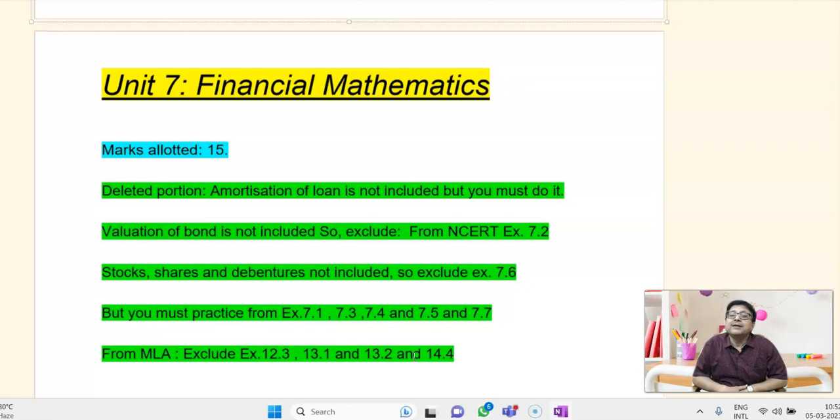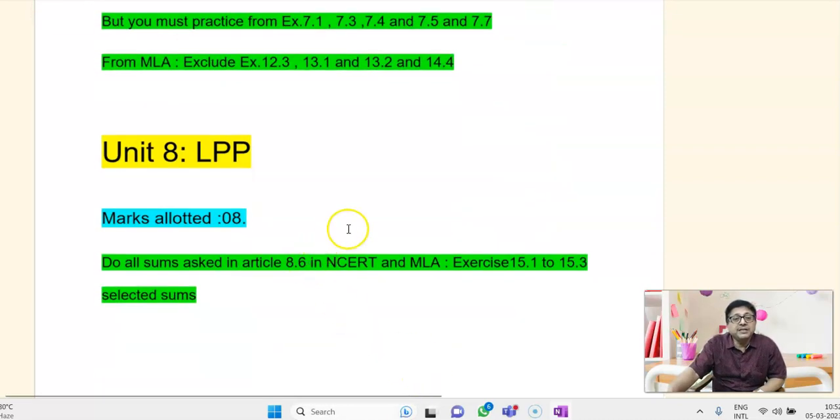And then there is the diet problem. There is the manufacturing problem. There is the fertilizers problem, and there is the construction problem. There are many other problems. Those formulations and their solution by graphical method are there. So don't exclude any topic from here. From this unit 8, LPP, 8 marks are given.